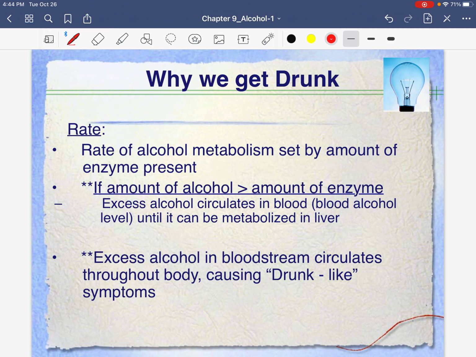So, why would someone feel some physiological symptoms? Why would someone start to feel more laid back? Why would they start to feel happy? Or why would they start to feel a little drunk? Because the amount of alcohol that they ingest is greater than the amount of enzyme activity in their liver.